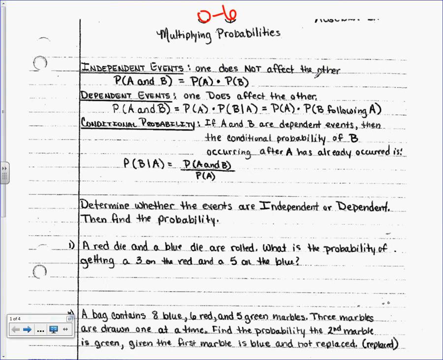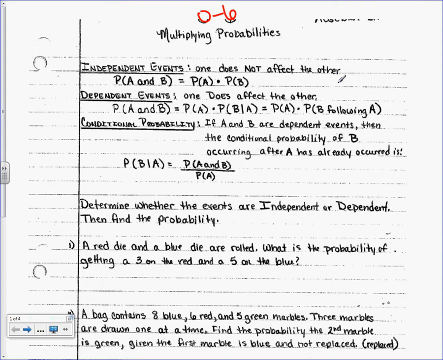For example, flipping a coin and rolling a die. Those don't have anything to do with one another, right? If I get tails on the coin, it doesn't mean that I'm going to get a 2 on the die. They don't affect each other. So those are independent. So if it's independent, you say probability of A and B equals probability of A times probability of B. Dependent is the opposite.